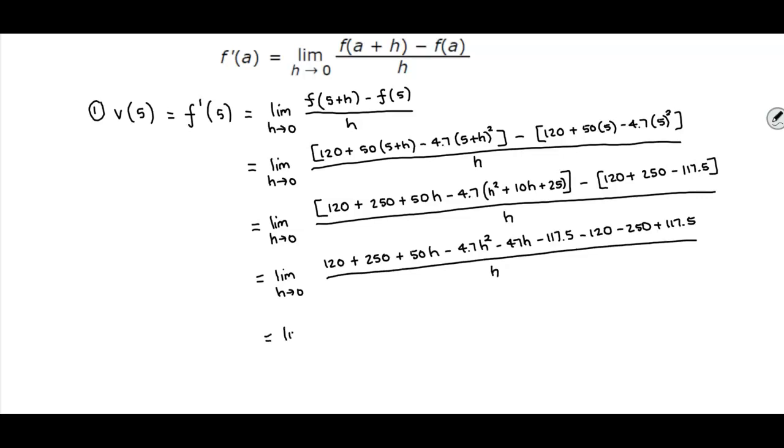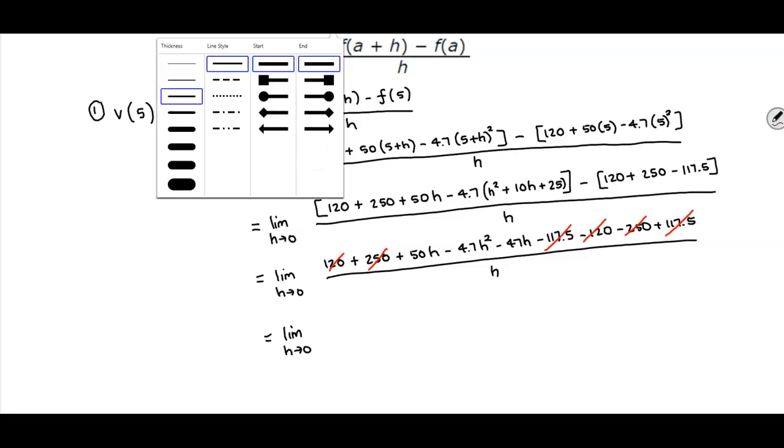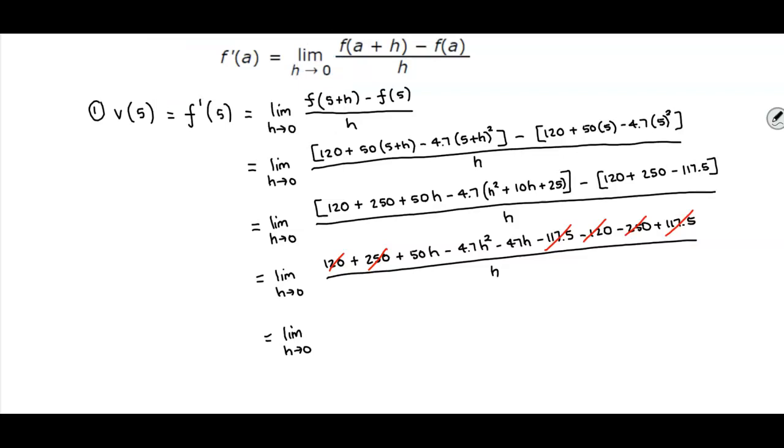Now what can we simplify in the numerator? If we combine like terms, we can see that 120 minus 120 is 0, 250 minus 250 is 0, and minus 117.5 plus 117.5 is also 0. Then we combine the remaining like terms. So we have negative 4.7h squared, and 50h minus 47h is plus 3h, and then we divide that by h.